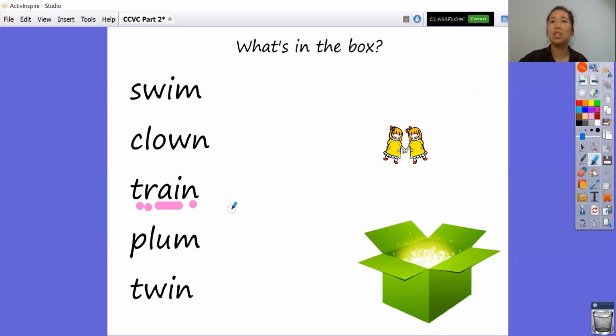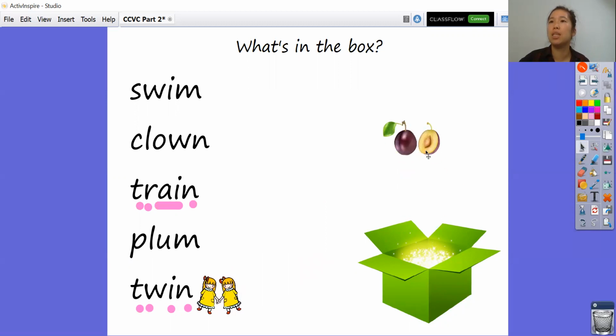Train. That's not the word twin. I'm going to keep looking. That one's got the p sound. This one does. T, tw. E, n. Twin. There we go. I found my word. I'm going to drag that and pop that next to that.